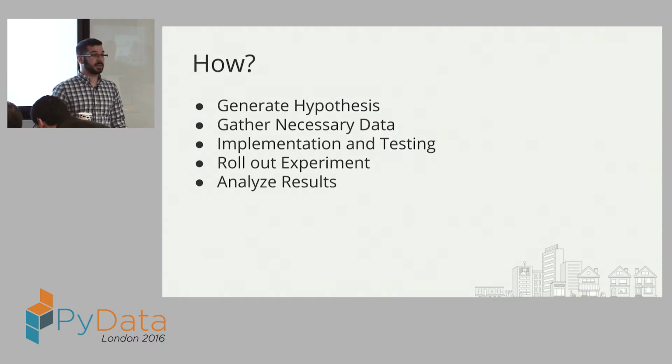Next, you're going to need to implement this and test it. Code doesn't just magically appear, right? So we have to do some work to do this. We're going to implement our A/B experiment and create our framework. And then we're going to test to make sure that everything is working appropriately.